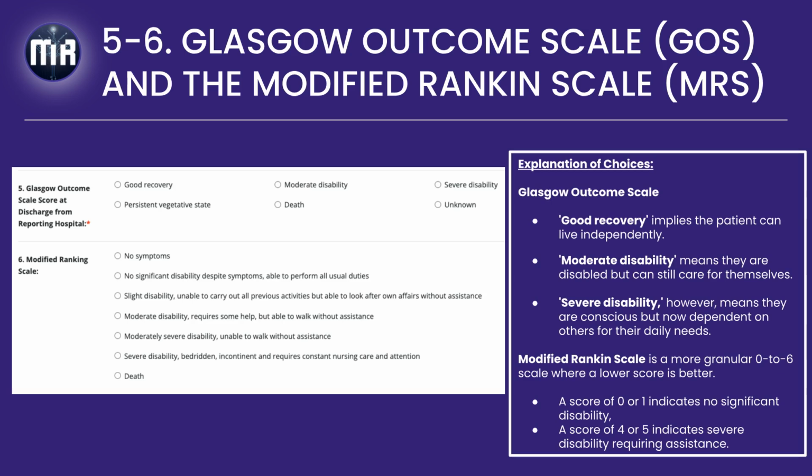The Glasgow Outcome Scale provides a broad overview. Good recovery implies the patient can live independently. Moderate disability means they are disabled but can still care for themselves. Severe disability, however, means they are conscious but now dependent on others for their daily needs.